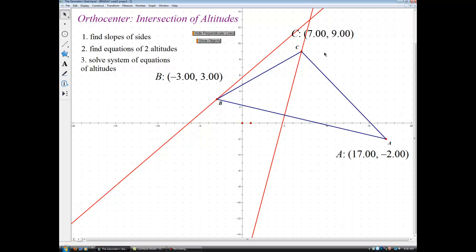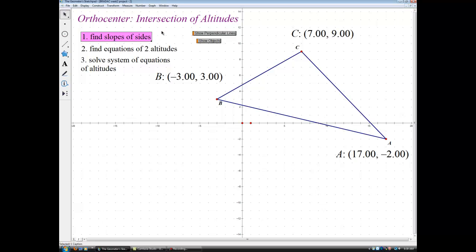So what we're looking at here is this particular altitude is perpendicular to this base. So it can be necessary sometimes when explaining this to extend the side so you can see where that perpendicular is. So right now I'm calling this my base and this is my altitude. For this second altitude right here, this side BA is now the base and this is my altitude, which is perpendicular. So we're going to find the equations of these two altitudes.